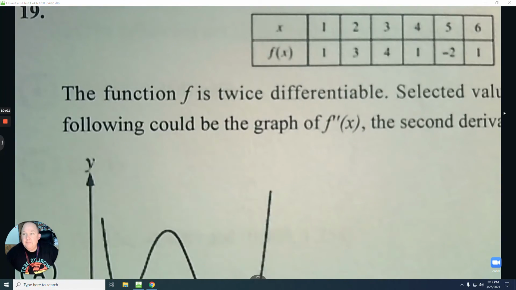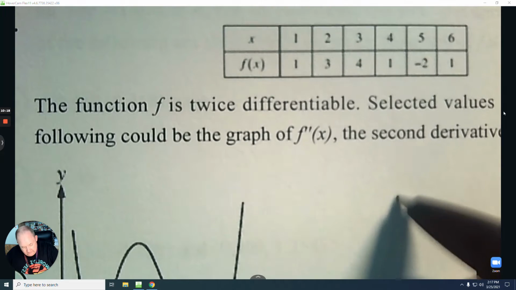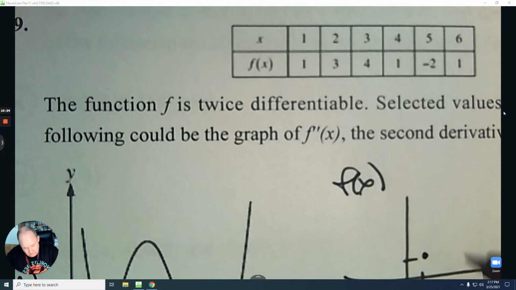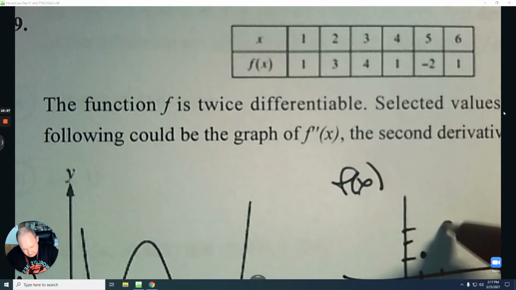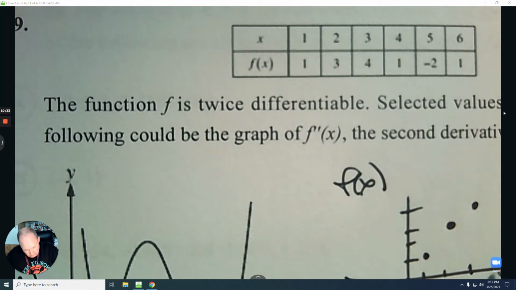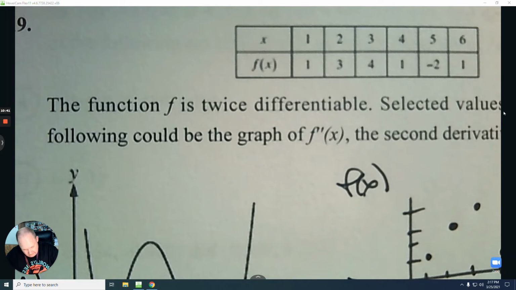In number 19, the function f is twice differentiable and you have selected values. And then it says, which of the following could be the graph of the second derivative of f, if that's the function? And so if I try to graph f at x to begin with, so 1, 1, 2, 3, 3, 4, 4, 1, 5, and negative 2, and then 6 and 1.